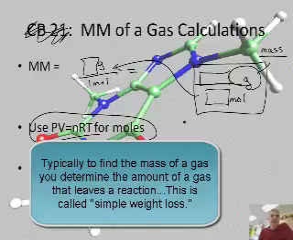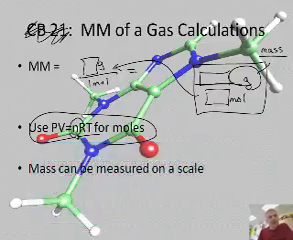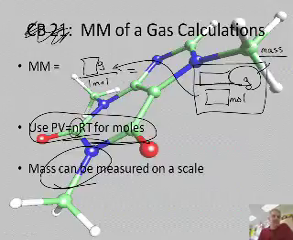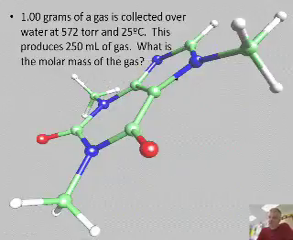And to find moles, you're going to use the ideal gas law, PV equals nRT. And of course, n stands for moles. Mass can be measured on a scale, as I said here, and we can measure moles using the ideal gas law equation. So it's really pretty easy. Really easy. So let's do an example.